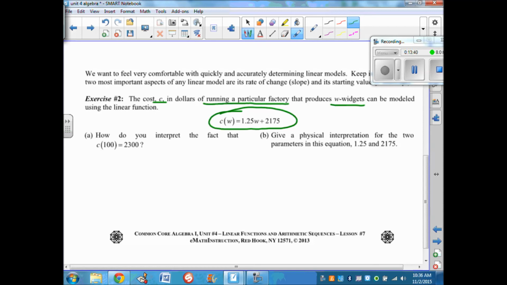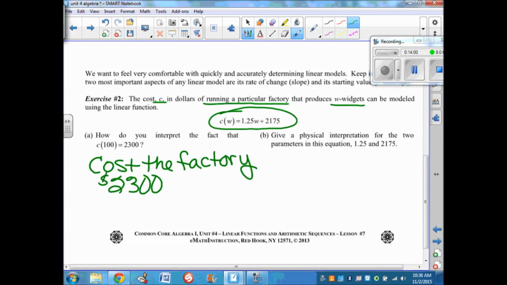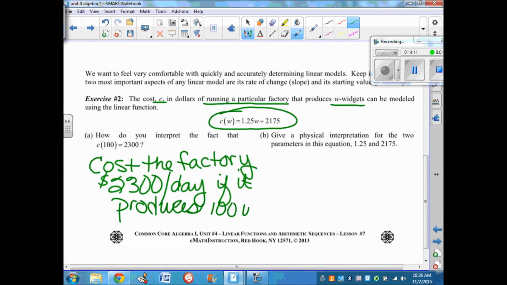So what it means is, because notice what we underline here, C is the cost in dollars of running a particular factory that produces widgets. So it's going to cost the factory $2,300 per day if it produces 100 widgets.